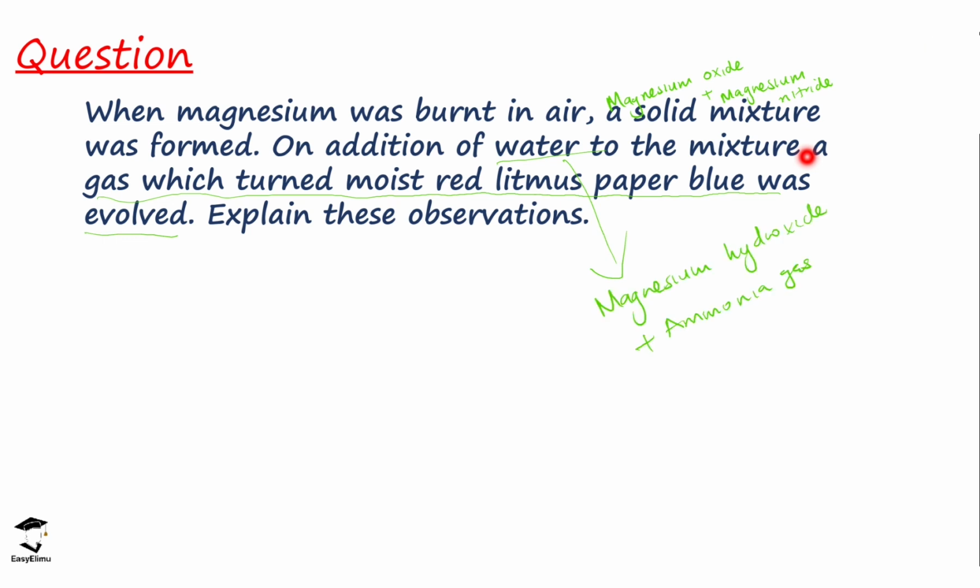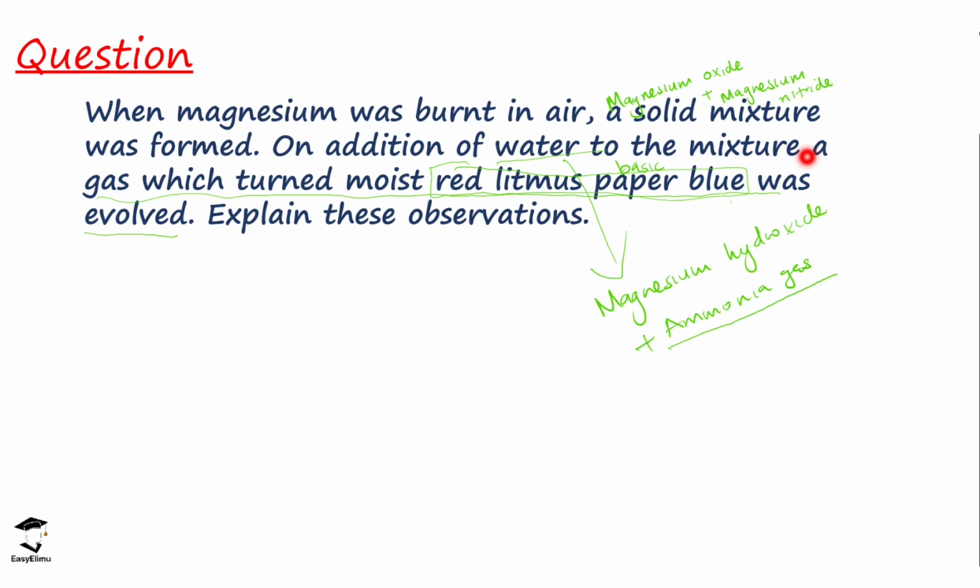We are told this gas turned moist red litmus blue. A compound that can turn red litmus blue tells us that the compound is basic in nature. So this tells us the only gas produced in this reaction is ammonia gas. This means that ammonia gas is basic in nature.